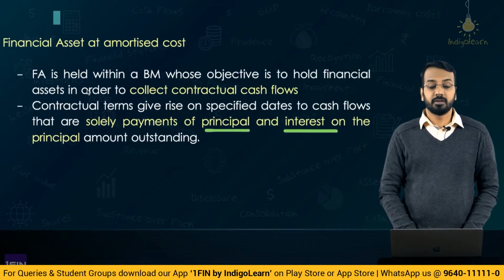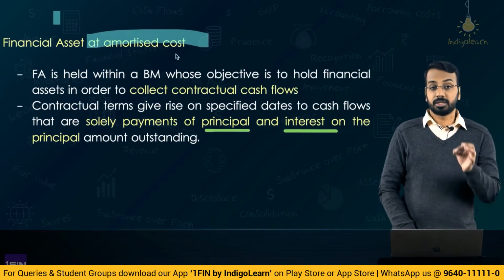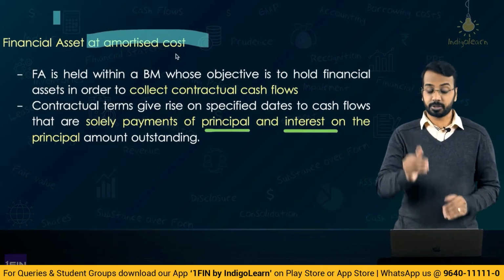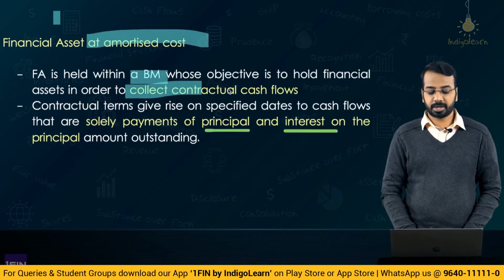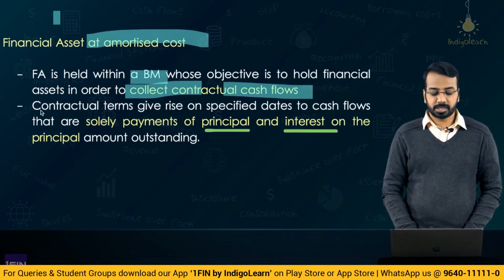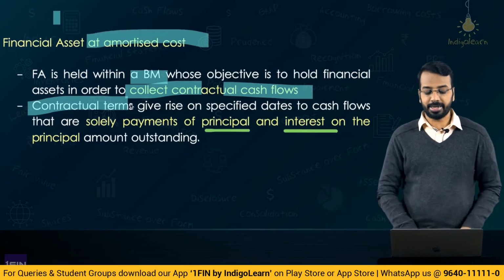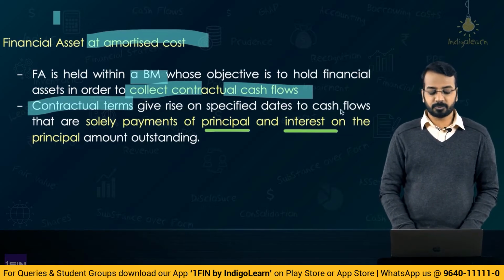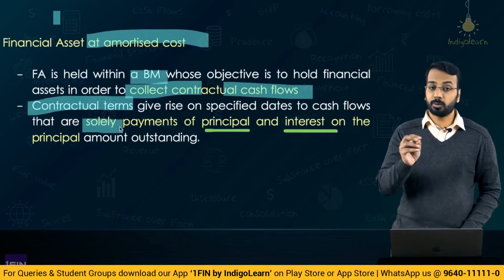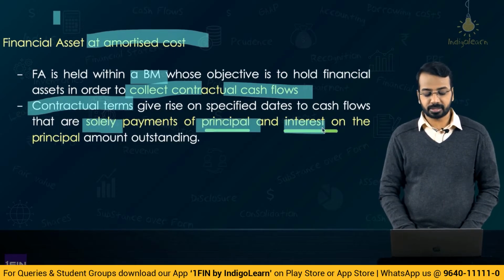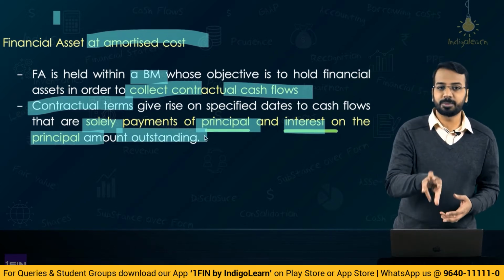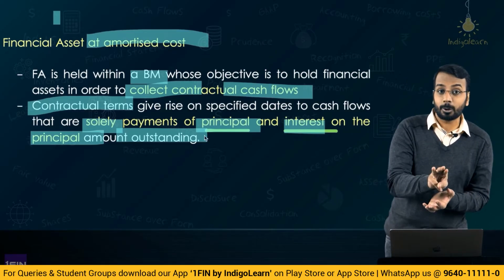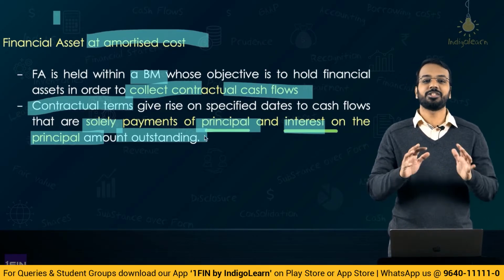So to summarize once again, for a financial asset measured at amortized cost, the two conditions that must be satisfied are, the first one, the business model test, that is the asset is held within a business model whose objective is to hold the financial asset in order to collect contractual cash flows, and contractual terms. Please remember the contractual terms: the terms of the contract give rise on specified dates to cash flows that are solely, meaning to say they are only, payments of principal and interest on the principal amount outstanding. So under the contract, you will get only what? You will get only the principal and interest.